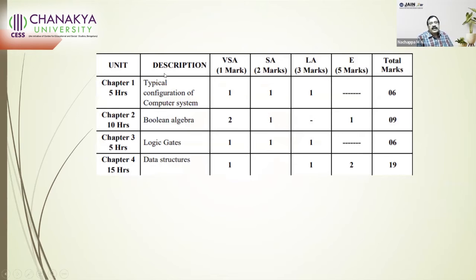So if you look at a typical configuration of a computer, what is going to be asked? One 1-mark question will be asked, one 2-mark question will be asked, and one 3-mark question will be asked. Which means that there is no 5-mark question that will be asked from this particular chapter. So you will have to be ready with all the possible 1-mark questions, which will be direct questions.